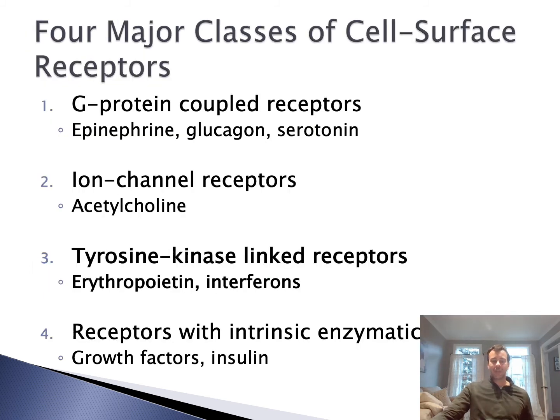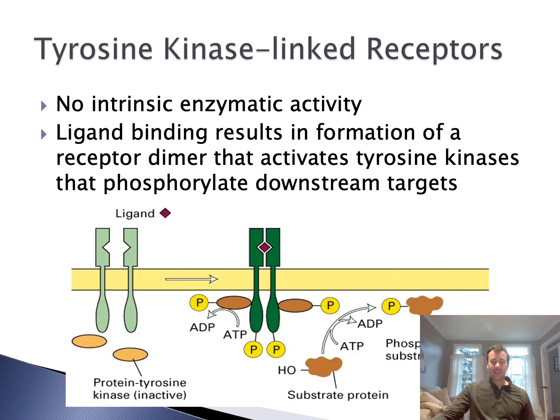That's ion channel receptors. There are two more here, tyrosine kinase linked receptors being the next. This is a pretty simple receptor type. It has no intrinsic enzymatic activity, but what happens is the ligand binding results in formation of a receptor dimer, shown here, that activates tyrosine kinase that phosphorylates downstream targets. And then this phosphorylation can lead to downstream effects.